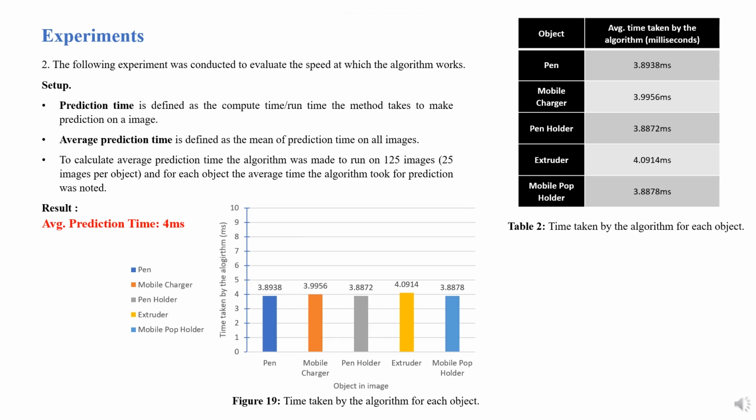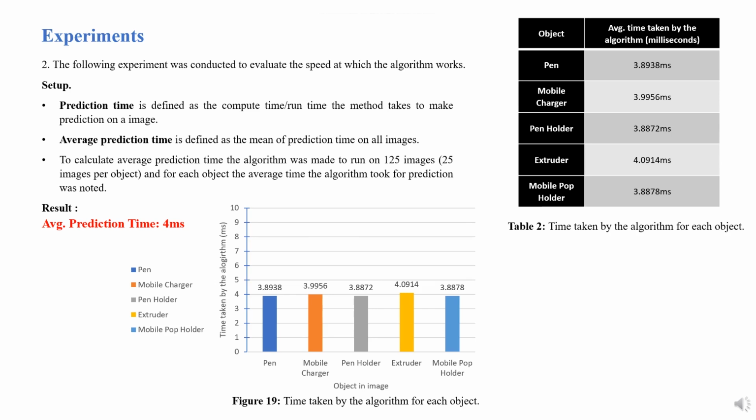The prediction time is defined as the compute time or runtime that the method takes to make a prediction on an image. Average prediction time is defined as the mean of the prediction time on all images. The speed of the algorithm in frames per second is expressed as the inverse of the average prediction time.